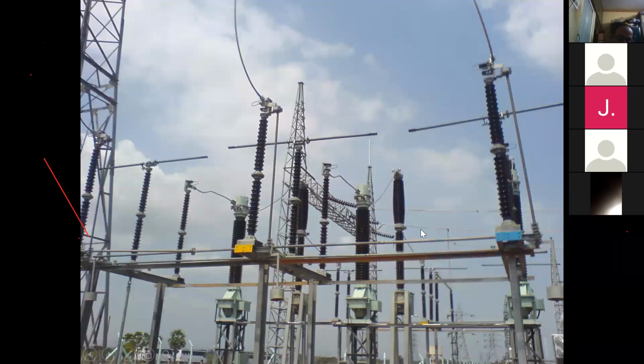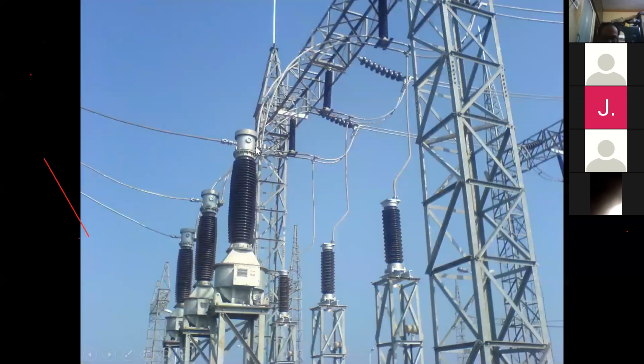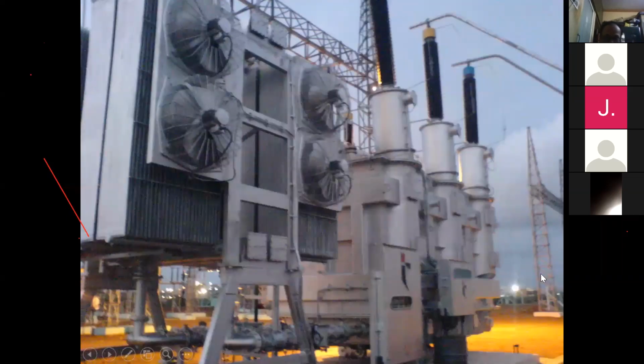Again, the isolator connected to the bus bar, CT, and this you can see the PT. This is connected in parallel. So you can see the difference between a CT and a PT. A transformer, the bushings, HV bushing, R phase, Y phase, and blue phase.